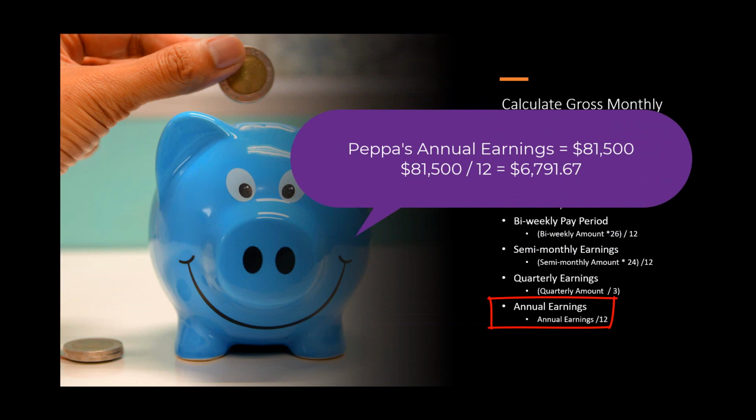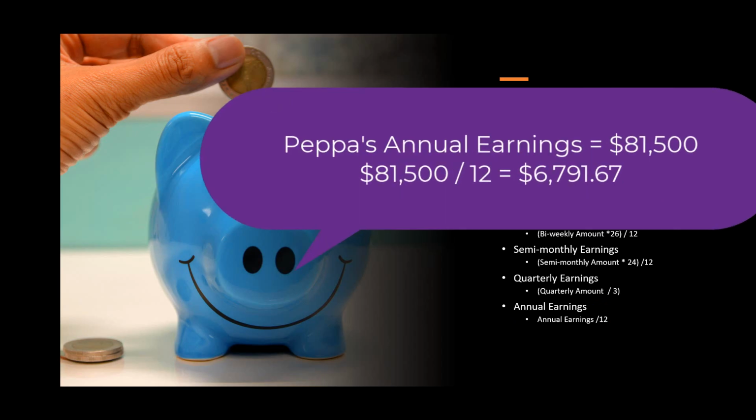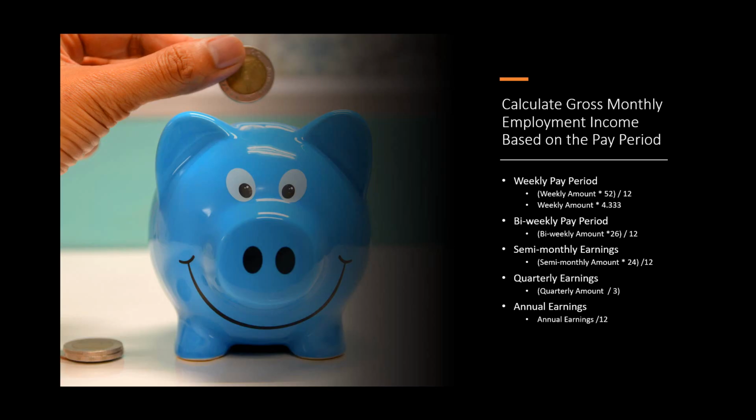So, if Peppa made $81,500 annually, how much would her monthly earnings be? Yes, you got it. Her monthly earnings would be $6,791.67. These calculations assume that the pay period amount is the same every pay period. What if the pay period amounts fluctuate? How would you calculate the monthly employment income?